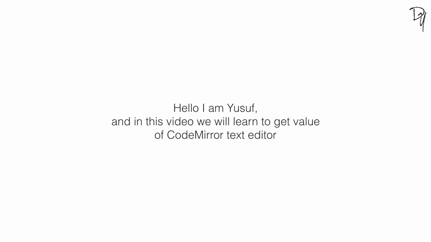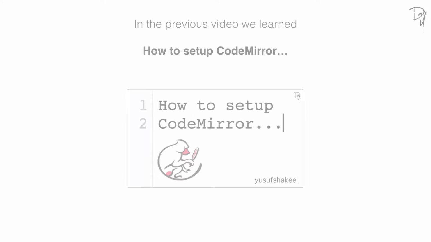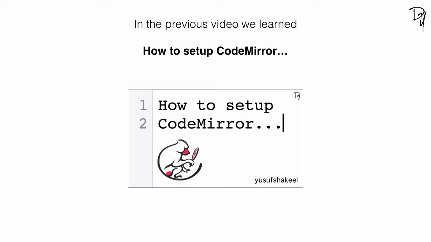In the previous video, we learned how to set up CodeMirror for our web project. In this video, we'll learn to get values from the CodeMirror text editor and use PHP to handle form submission. So let's get started.